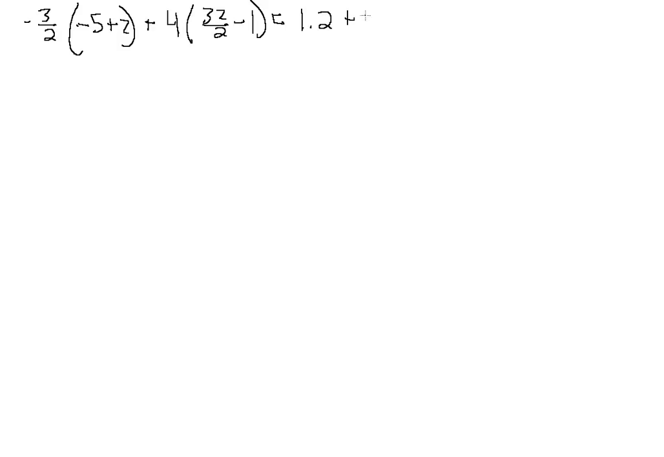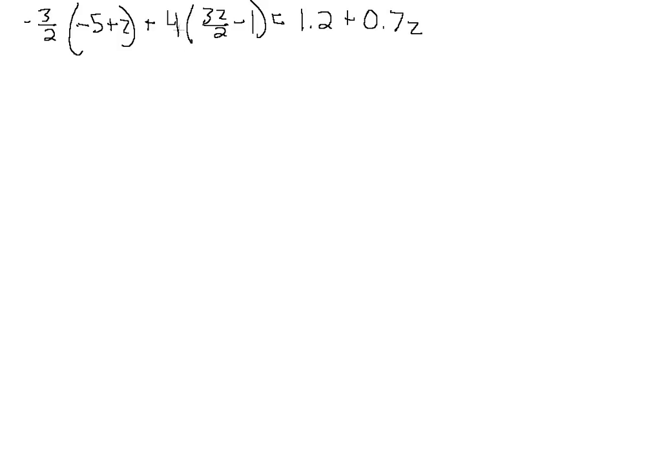Let's take a look at a few more multi-step equations. Let's say we have minus 3/2 times (a minus 5 plus z) plus 4 times (3z over 2 minus 1) equals 1.2 plus 0.7z.